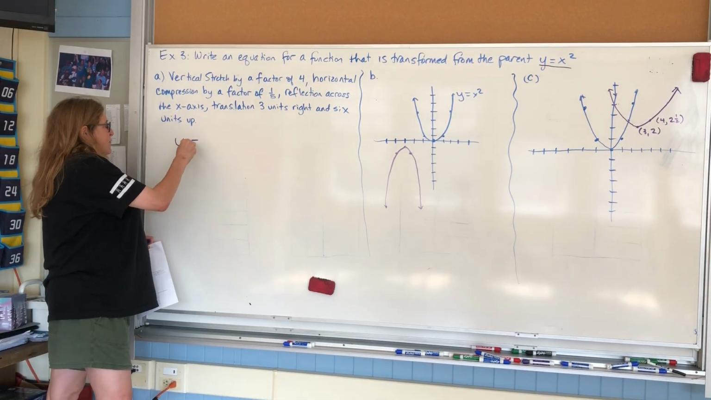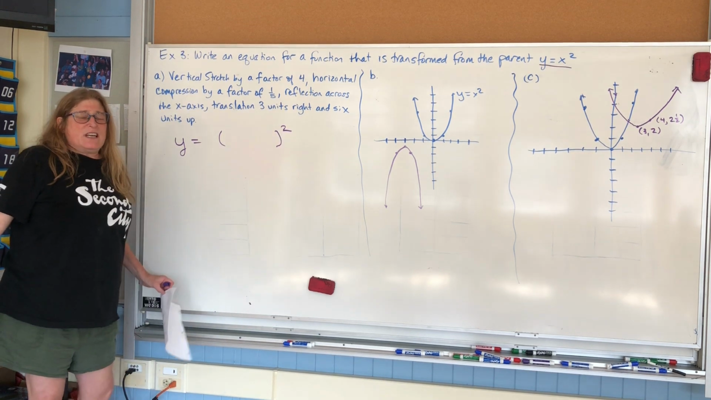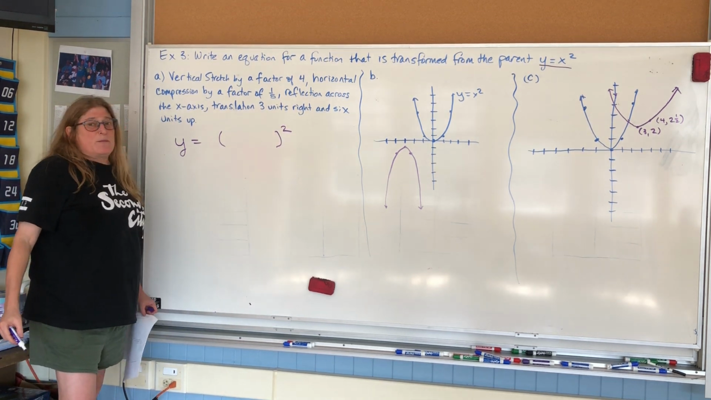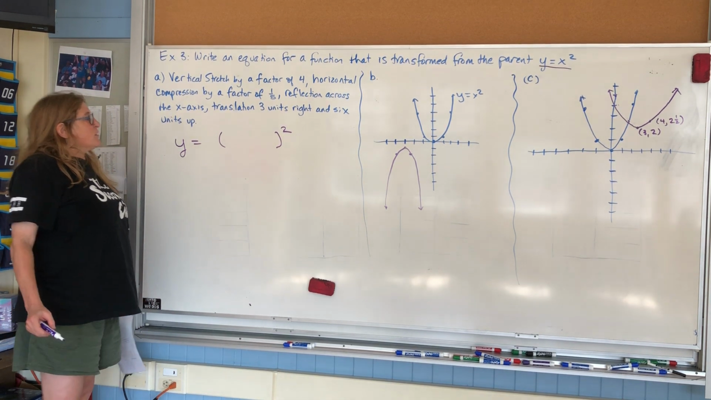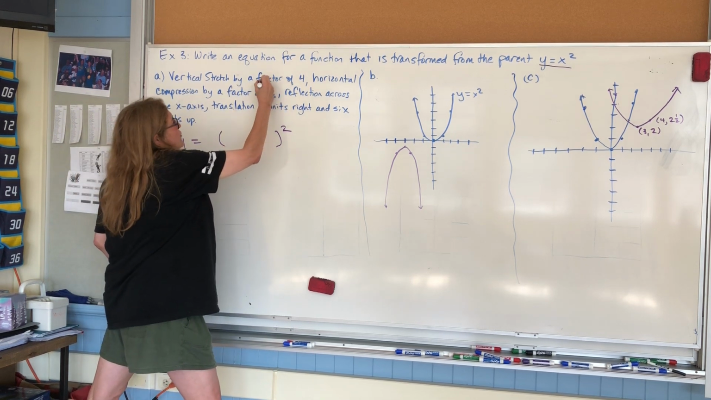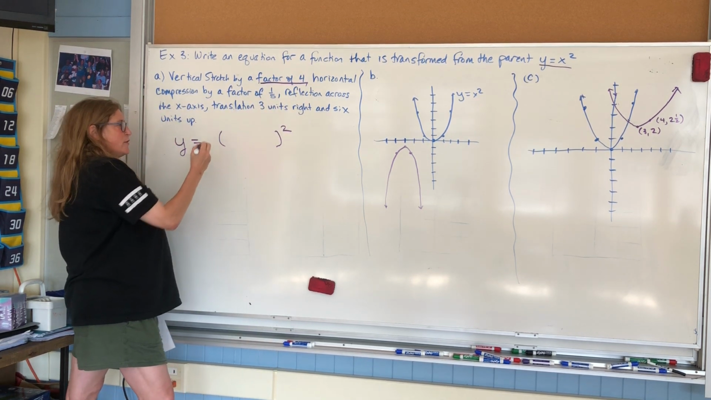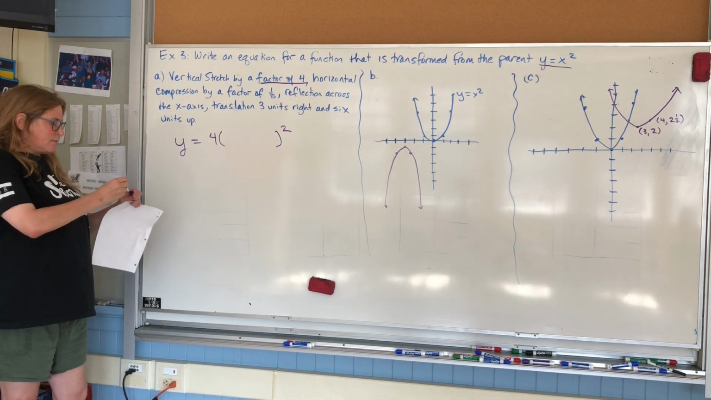I draw myself a little shell. And the reason I do that is there's a lot going on in this problem, and if I think of too many things at once, I'm going to make myself stressed. So let's just go step by step. I have a vertical stretch by a factor of 4. So a vertical stretch goes out here. So I'm going to put that 4 right there.